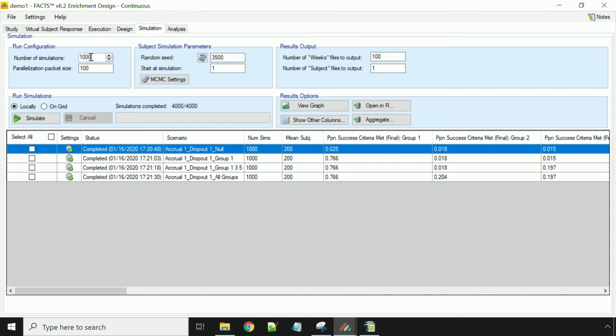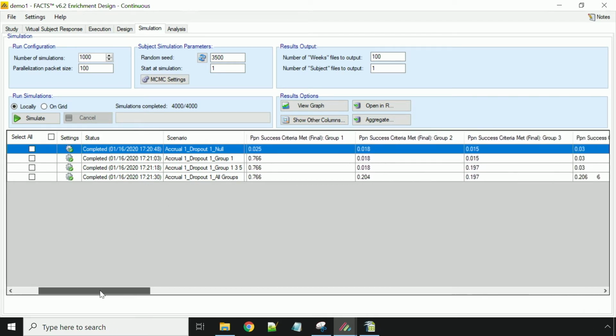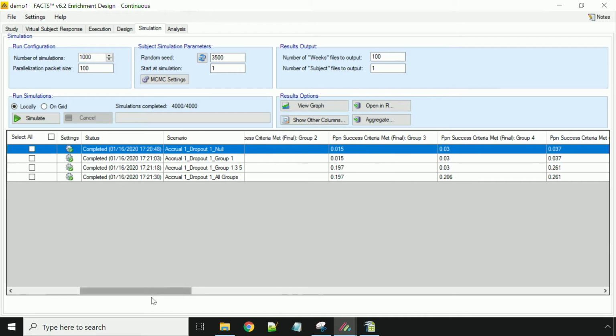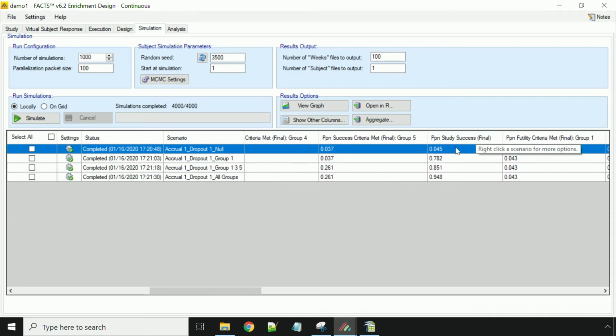So now the simulation results are all in, and we can see that FACTS is reporting we have 1,000 simulations for each scenario. Each row is a different scenario. On average, we've got 200 subjects per simulated trial. In fact, it'll be exactly 200 subjects every simulated trial because we've not done any adaptation. There's no early stopping. And we can see that the probability of success in the null case has been about 0.025 for group 1, somewhat less for the smaller groups, and then about 0.045 overall probability of success. So that might be either group 1 or across groups.